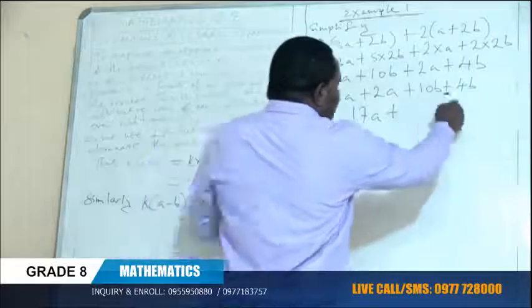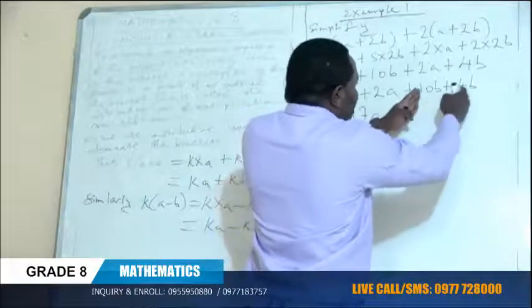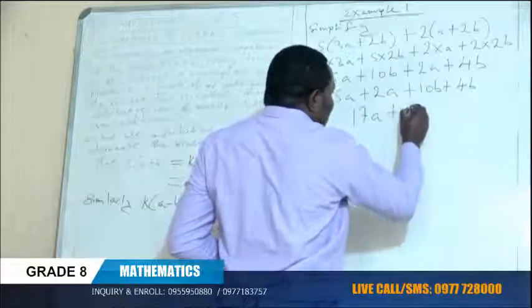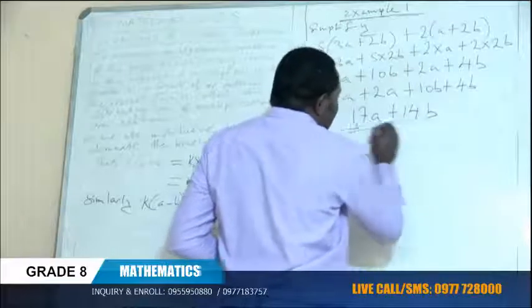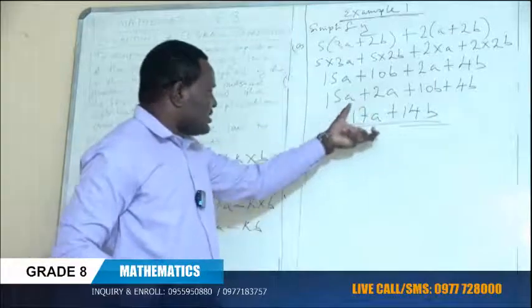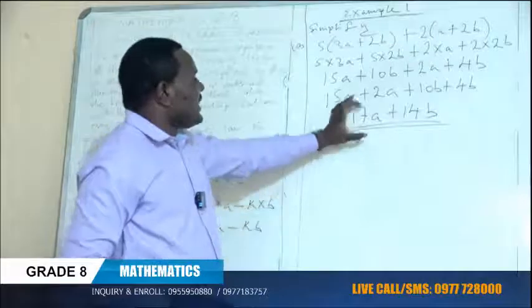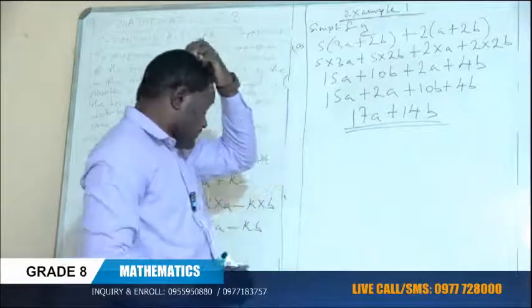Plus, the next part here, you notice that we do have like terms. So it will be 10 plus 4, we end up getting 14. Then we retain the variable as b. Then this is our final answer. Where we have reached, it cannot be simplified any further, as we know that they are unlike terms. We end here. This is our final answer.